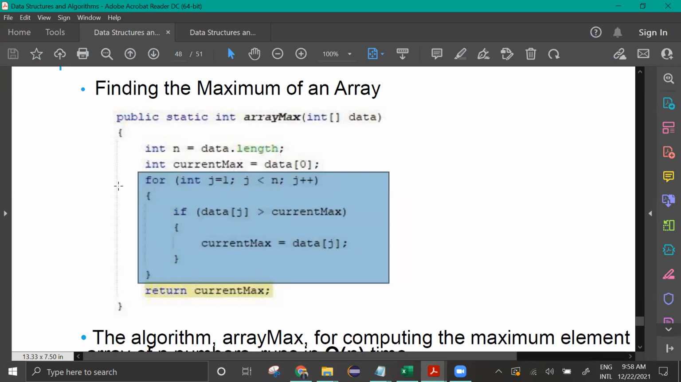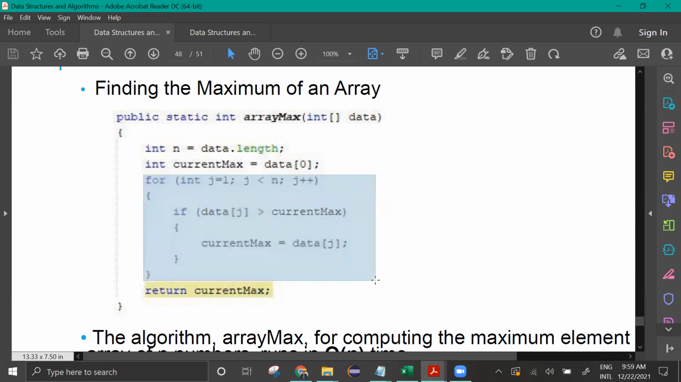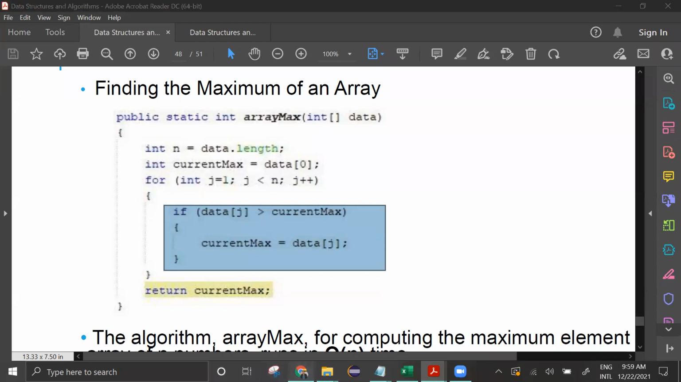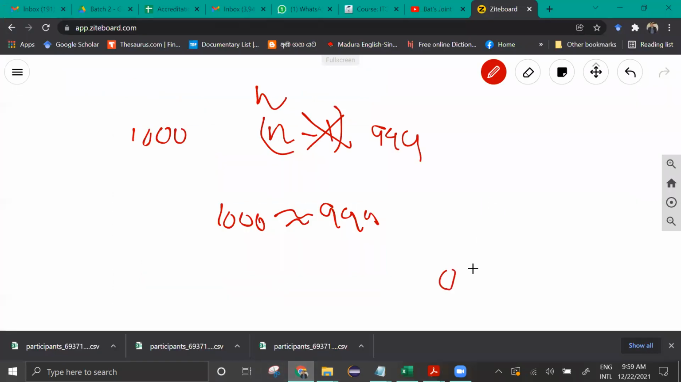This part of the loop executes n times, almost n minus 1 times, so I just consider it as n. So n times this part is executed, right? In that case, we can say it is big O n, linear. So this is linear.